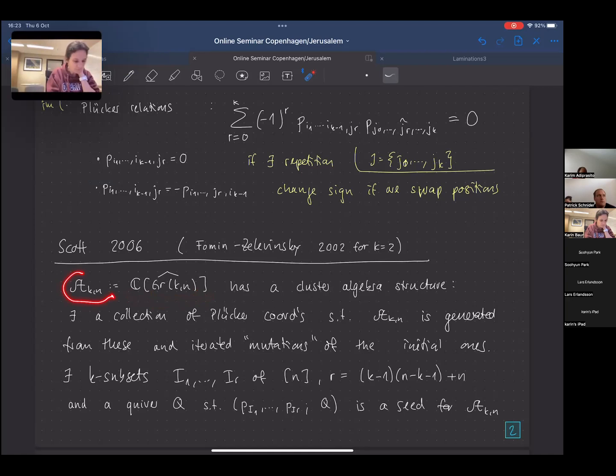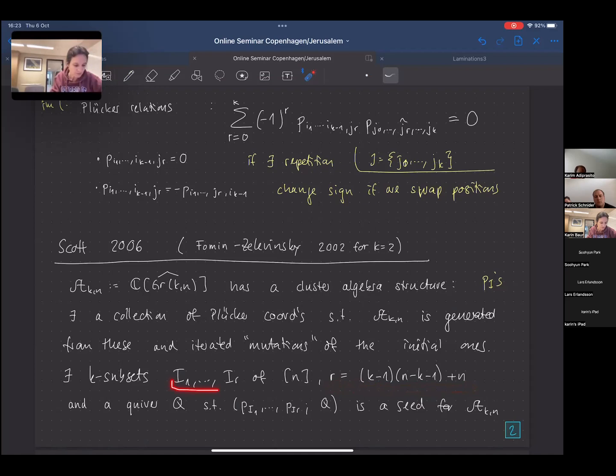This has a cluster algebra structure, by which we mean that there exists a collection of these Plücker coordinates, so these are the Pis, which generate the whole ring or algebra. So we have a collection of a fixed size. This size is R, which is given in terms of K and N.